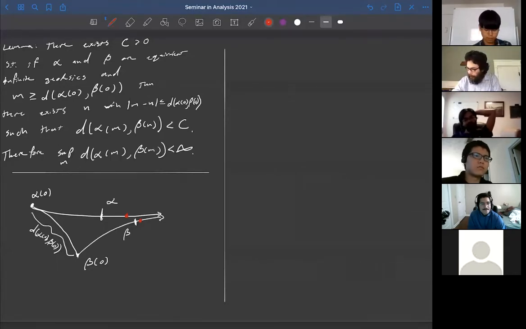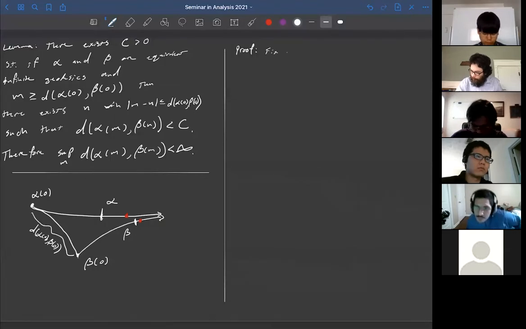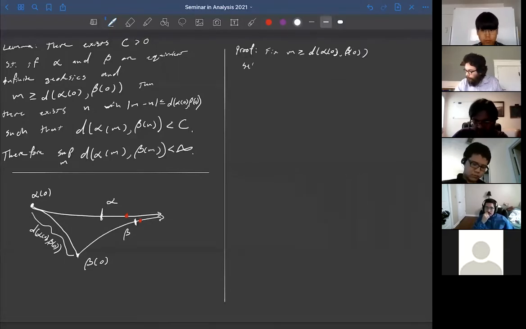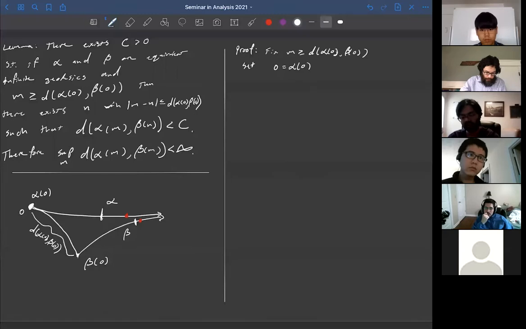So let's go ahead and now prove. So here's the proof of the lemma. Let's fix m greater than or equal to the distance between alpha naught and beta naught, and let's set the origin O to be alpha naught. So this is my origin right here. All right, so what are we assuming? We're assuming that they're equivalent geodesics.